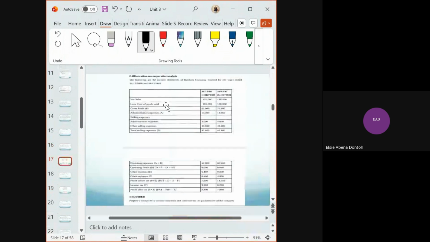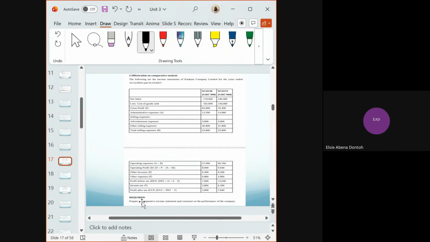So, illustration of comparative analysis. This is the question for Cancam Company Limited, and we are required to prepare. Yes, Mohammed.